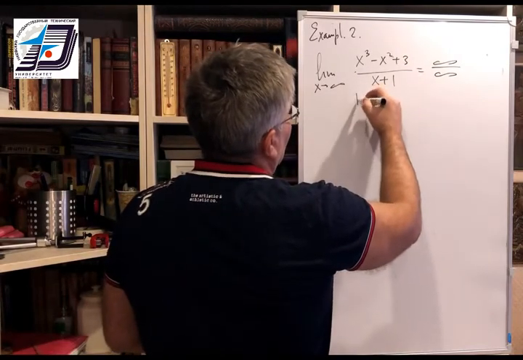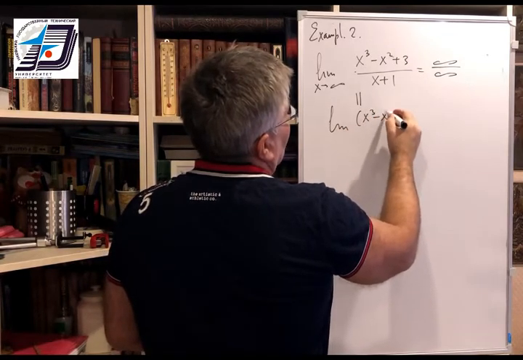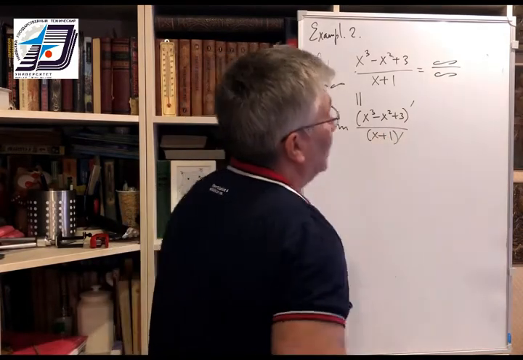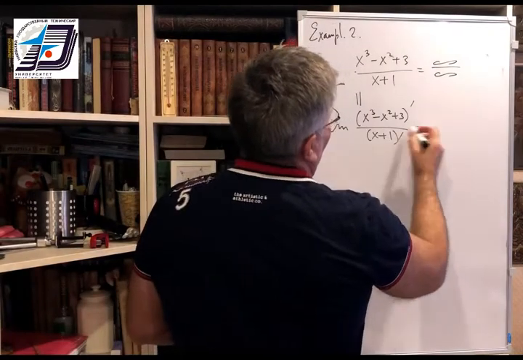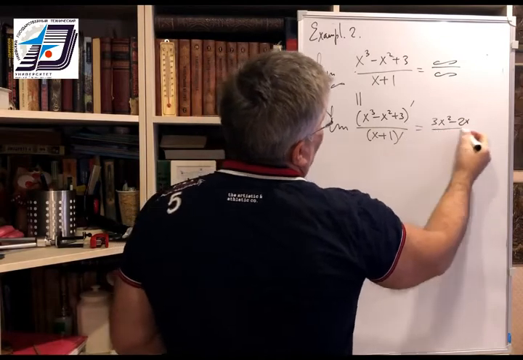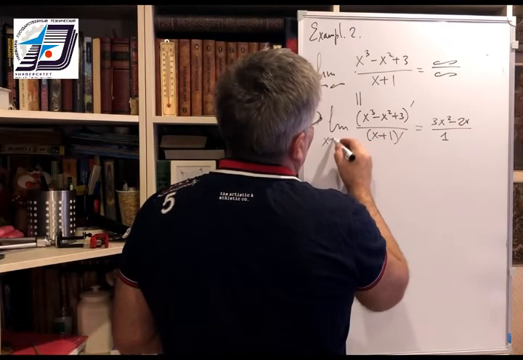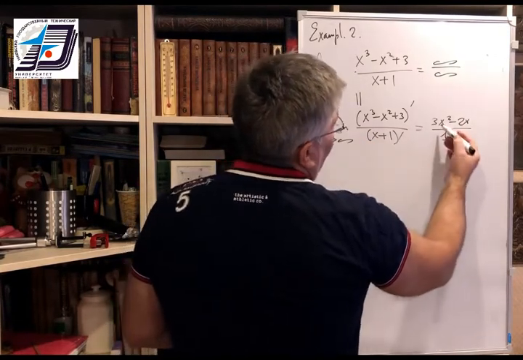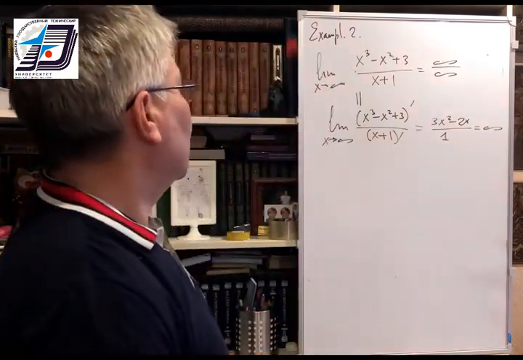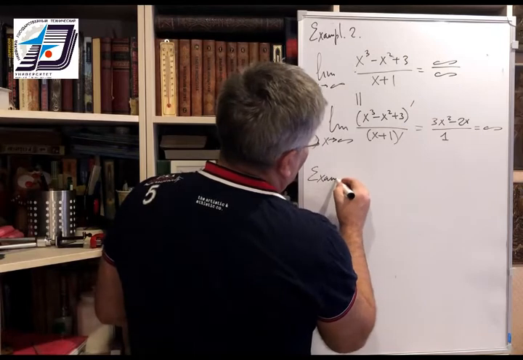Here it is equal to the limit of x cubed minus x squared plus 3 over x plus 1. And I have to calculate separate derivatives. It gives me 3x squared minus 2x. 3 gives 0. Here I have 1. If I put x as infinity, I have infinity minus something, and it is infinity. So it is very clear that it is infinity. And the last example for this topic, example 3.